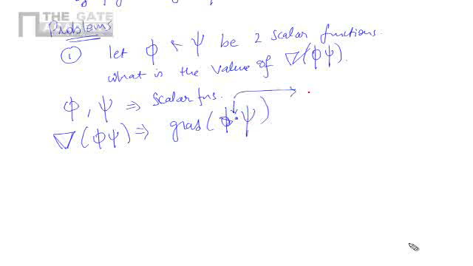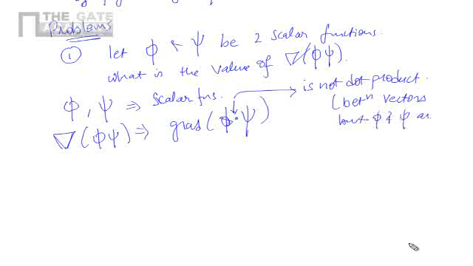Now what is this dot? This dot is not dot product. Please remember that, because dot product can be taken between only two vectors. But phi and psi are scalars. Remember that, okay? This is very important. So this dot is just a multiplication, like how I write 5 into 2 as 5.2, like that only it is.